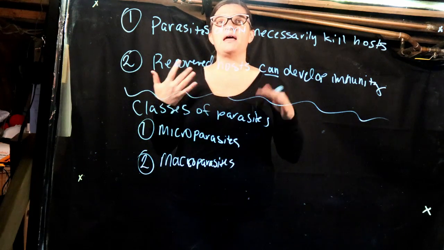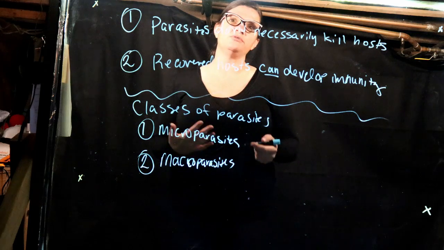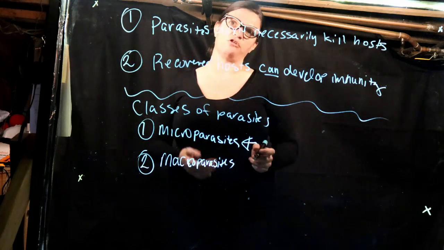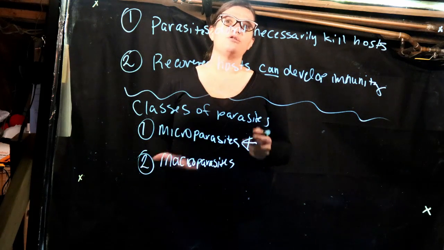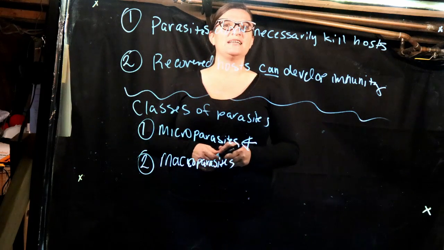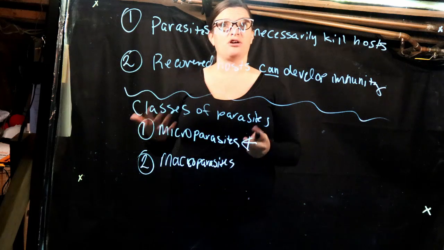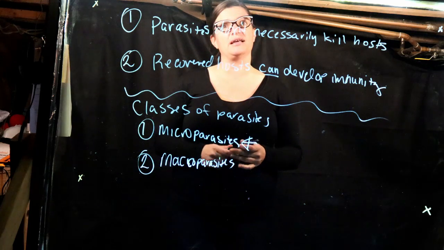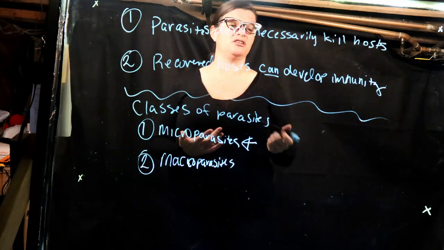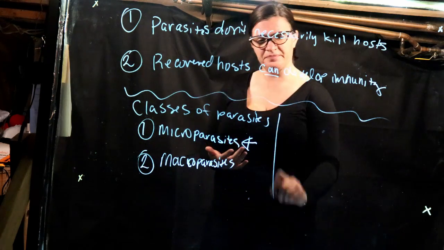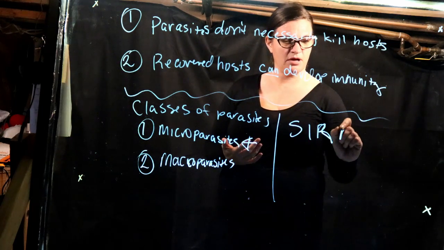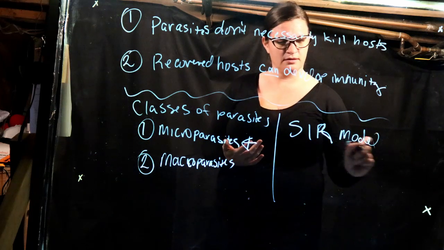So many of the models we have for host-parasite dynamics really focus on this first class, the microparasites. And that's what we are going to focus on today. That's kind of what our world is being driven by right now with COVID-19. And so I think it's really important to understand. So we're going to work through this model called the SIR model.